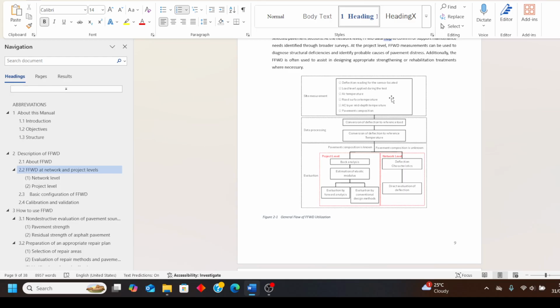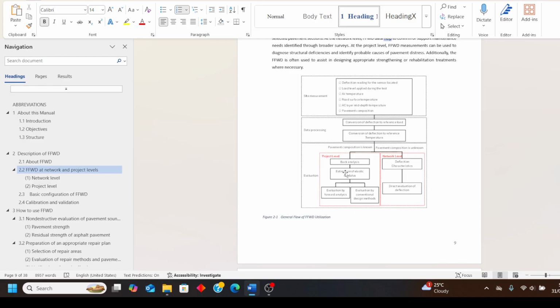And then in the next two boxes, it shows that raw values must be corrected before the analysis. So first is the conversion to reference load, so that all the deflections are normalized to a standard load, which is 40 kilonewton in Pakistan. And then there is the conversion to reference temperature, which says that all the deflections must be adjusted to the standard reference temperature, which is 35 degrees centigrade in Pakistan.